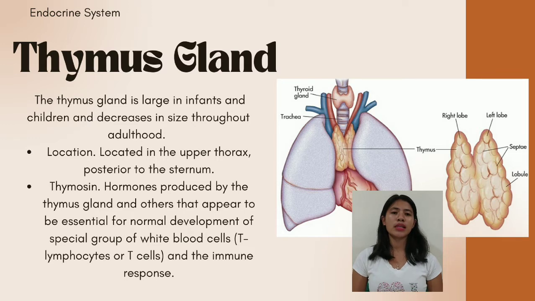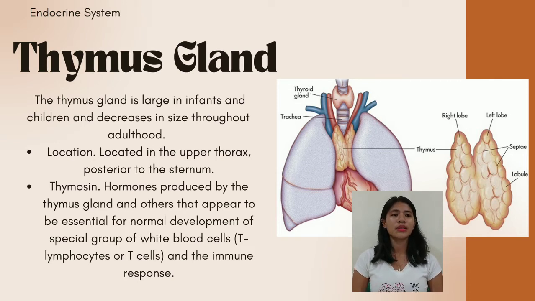The hormone secreted by the thymus gland is thymosin. This gland appears to be essential for the normal development of a special group of white blood cells, the T lymphocytes or T cells, and the immune response. Thymosin stimulates the development of T cells. This is important in the development of our T cells, and it helps our immune system to respond accurately.